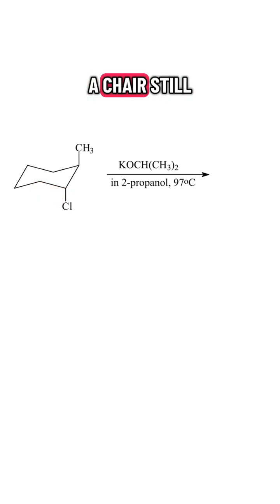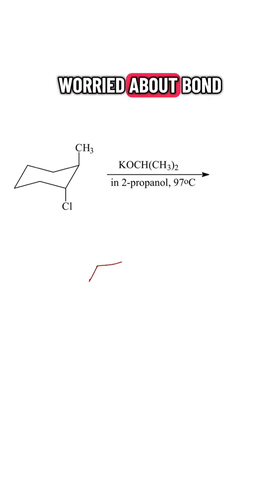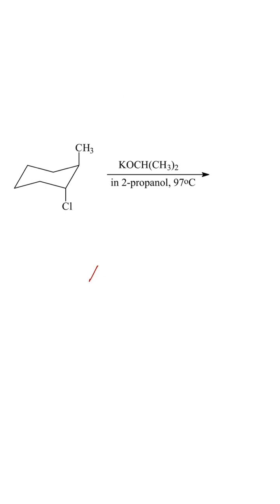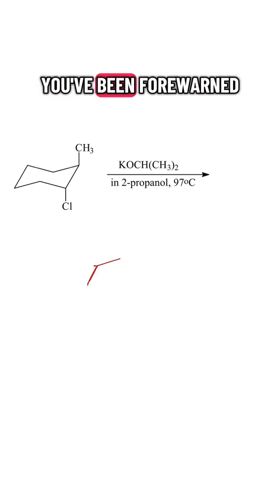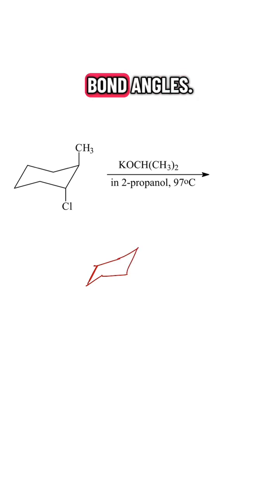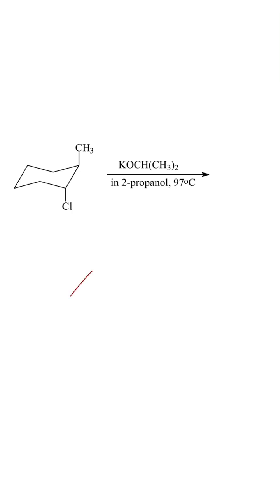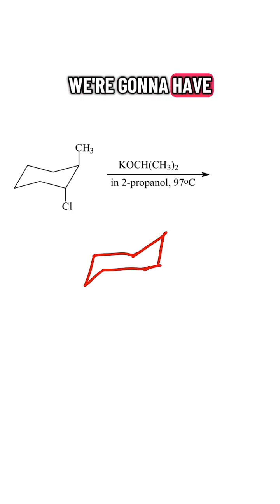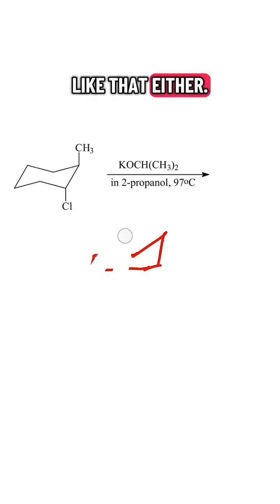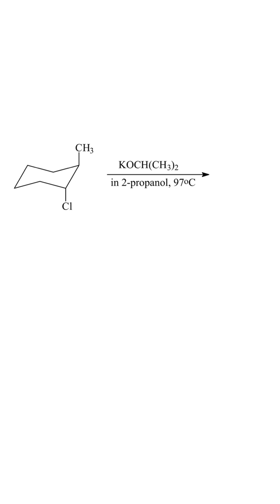And I'm going to draw it in a chair still because I know the bonds won't be perfectly correct, but I'm not worried about bond angles right now. So if you are worried about bond angles, you've been forewarned that I'm drawing this without very good bond angles. So that's a terrible chair conformation. Actually, I'm going to make this thicker. There we go. Actually, I don't like that either. A chair conformation is such a pain to draw.